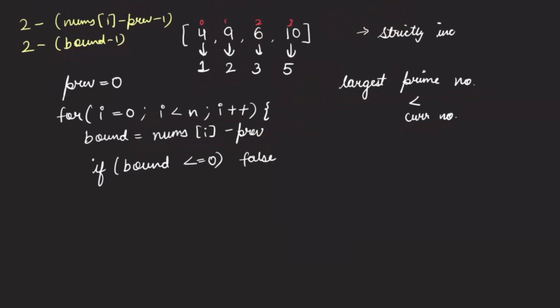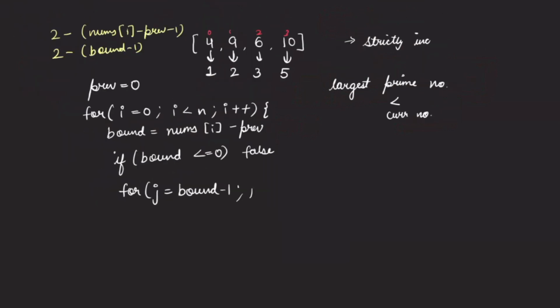So now we need to find out the largest prime number. Since we want the largest prime number, we will start from bound minus 1 and go till 2, so that once we get a prime number, we can stop there itself because that will be the largest one. So we will run a for loop which starts from bound minus 1 and goes till 2, and we'll do j minus minus.